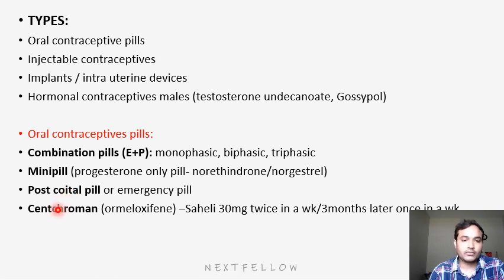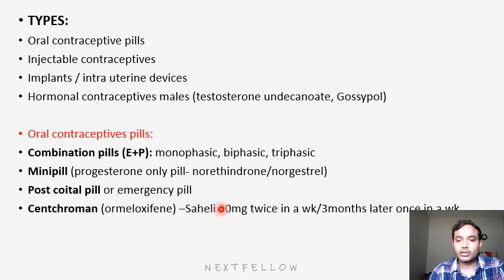Next one is centchroman. Centchroman is also known as ormeloxifene. This is an Indian developed drug, already explained in the previous class, in CRM it will be there. Centchroman, ormeloxifene, is also known by the name Saheli. It is distributed all over India through the national program.